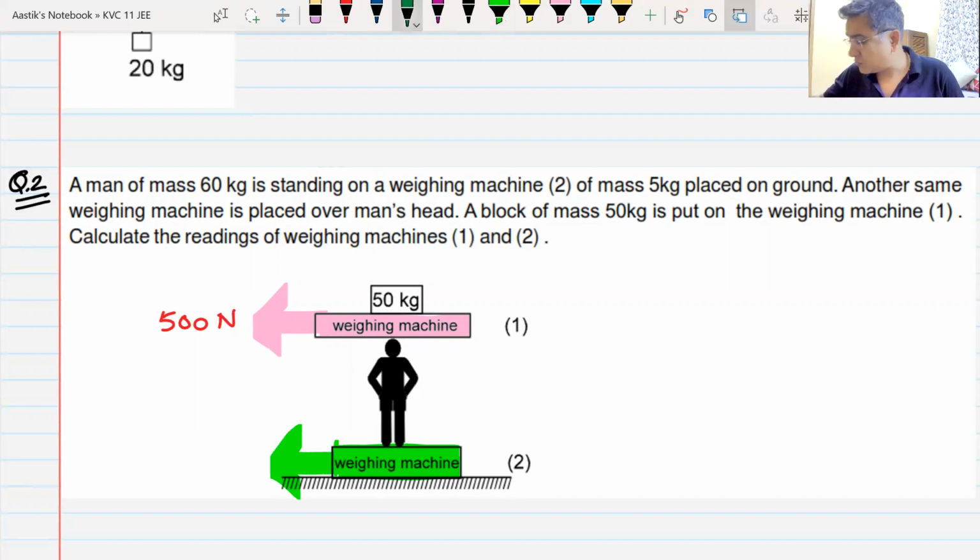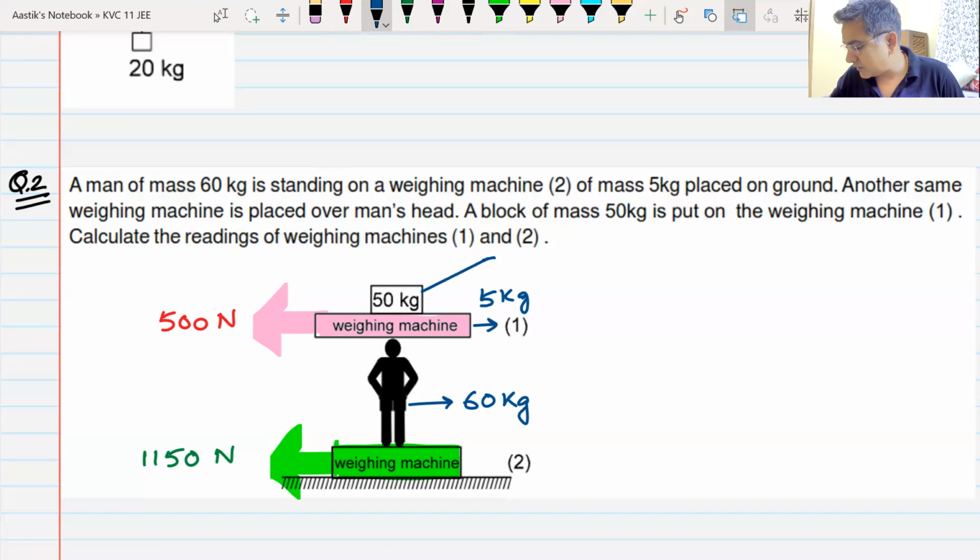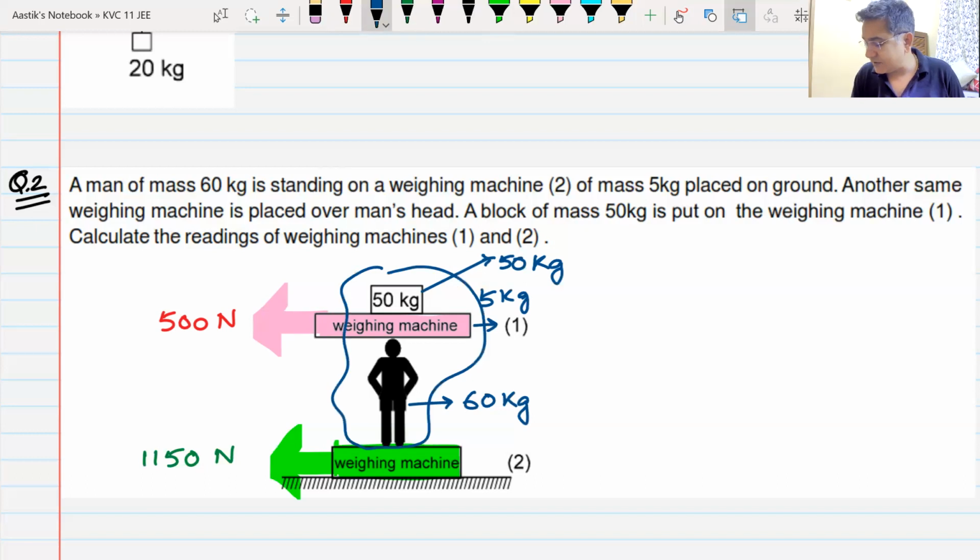It would be equal to 1150 newtons, because it will be reading the weight of everything on top of it. There is a man whose mass is 60 kg. There is a weighing machine whose mass is 5 kg. And there is a block whose mass is 50 kg. It will be reading everything. If you take all these three as one thing, it will be reading the force exerted by these three on this. And that will be equal to 115 kg. So the reading in the second weighing machine will be 1150 newtons.